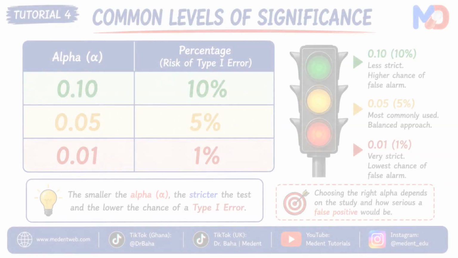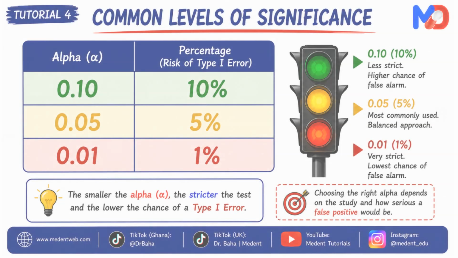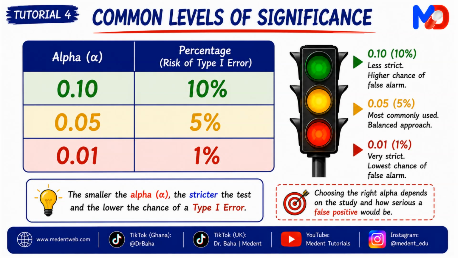Researchers commonly use three significance levels: 0.1, 0.05, and 0.01. An alpha of 0.1 allows more risk, while 0.01 is much stricter and requires stronger evidence before rejecting the null hypothesis.